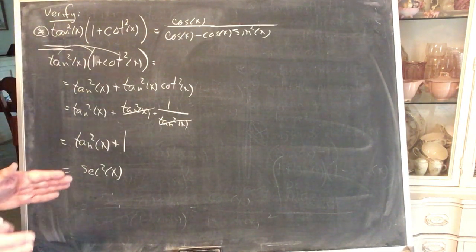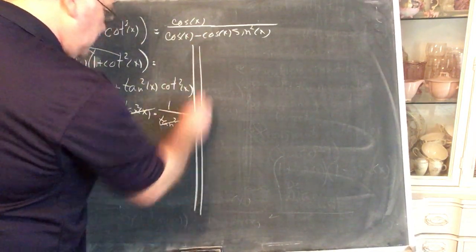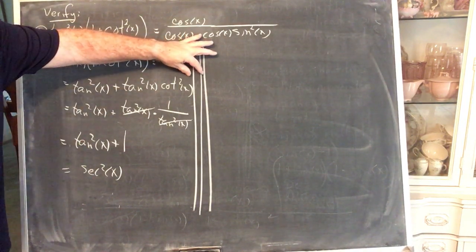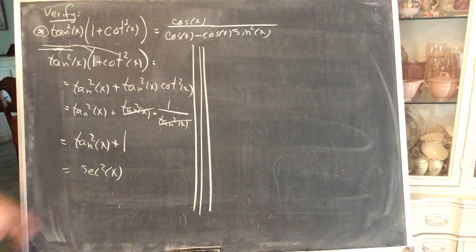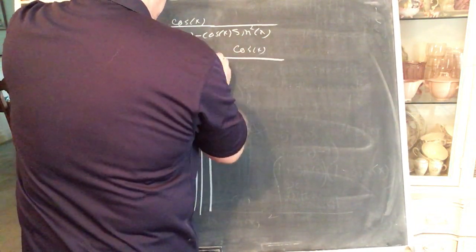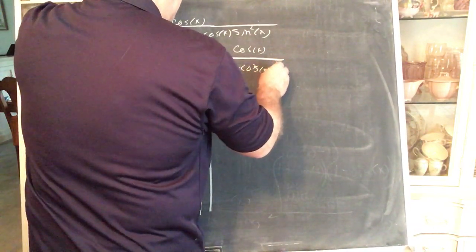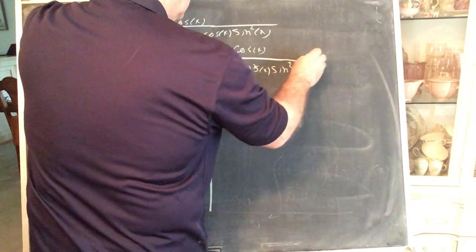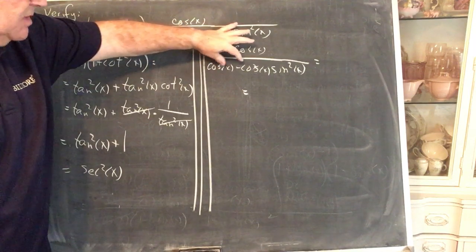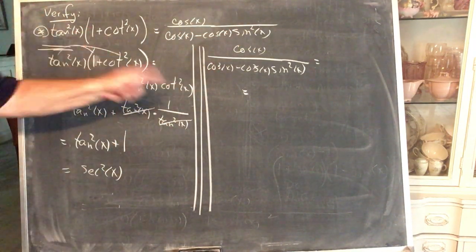Now, what I have students do, and if you want to get credit out of me, this is what you do. You draw a hard line. This is the left-hand side, which is handled completely separately from the right-hand side. Right-hand side, write it down. Cosine of x over cosine of x minus cosine times sine squared. Well, you can't cancel here. You must factor before you cancel. The rule is you must factor before you cancel.